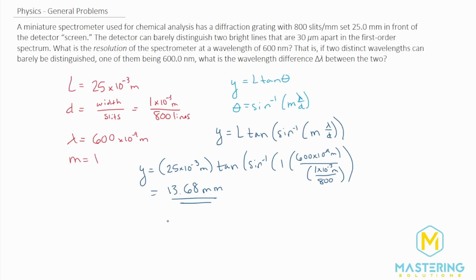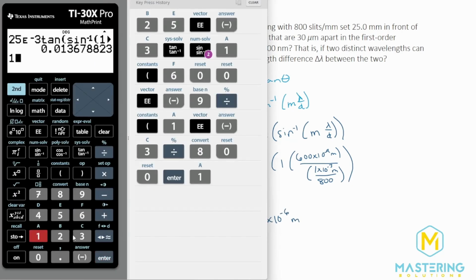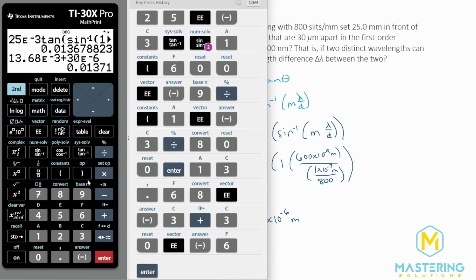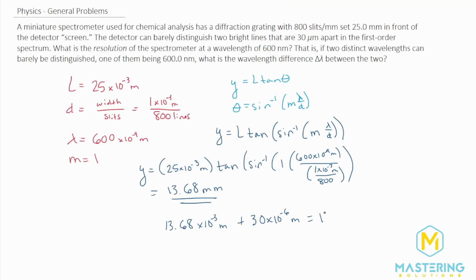And so what we'll do is we'll take 13.68 times 10 to the negative 3 meters, and then we're going to add 30 microns, so 30 times 10 to the negative 6 meters. So we have 13.68 times 10 to the negative 3 plus 30 times 10 to the negative 6. So that distance is 13.71 millimeters. So 13.71 millimeters.